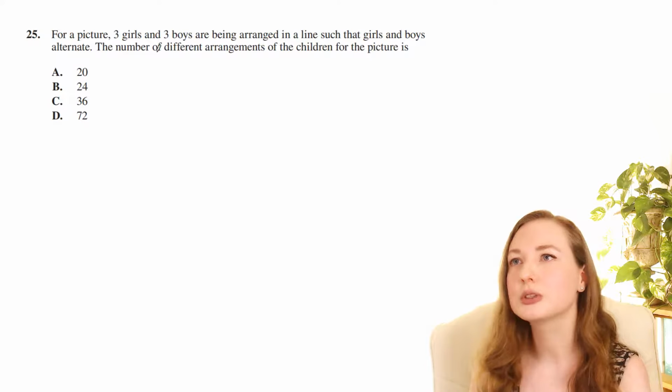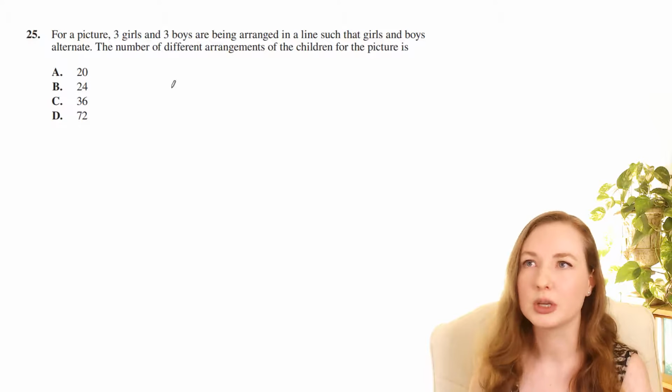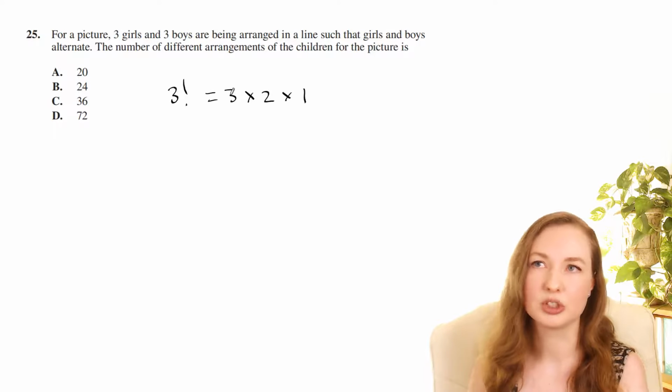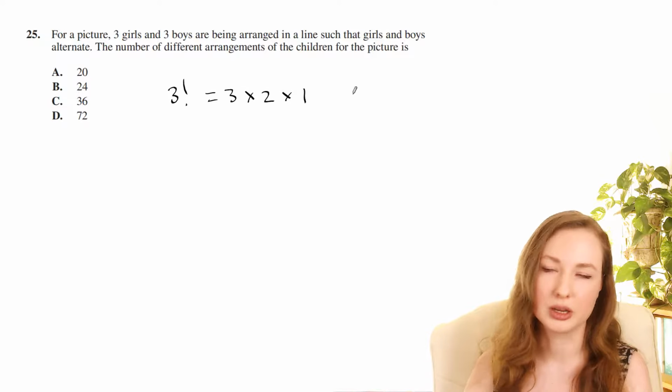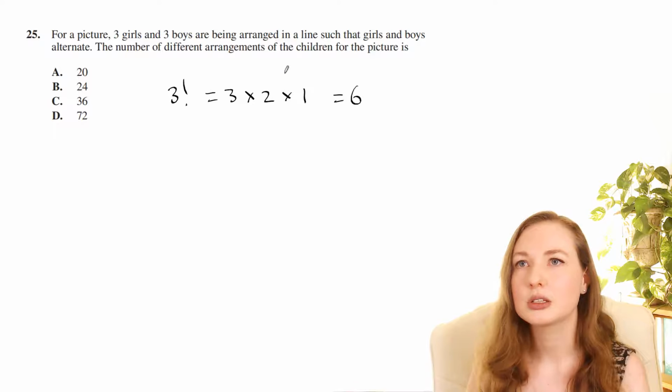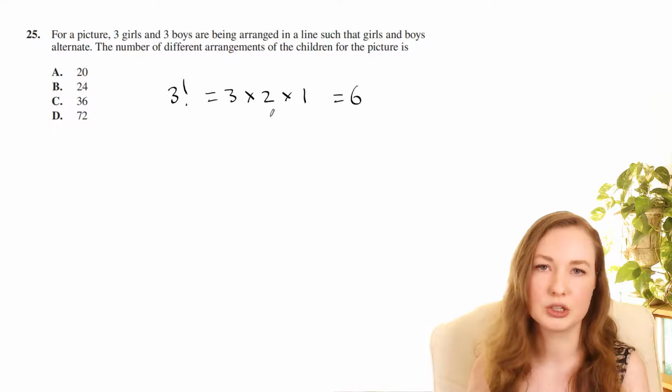So if there's 3 girls, then the number of ways of arranging them is just 3 factorial, or 3 times 2 times 1. So 3 choices for which girl goes first, and then 2 choices for which one goes second, and so on. So that gives 6, and then likewise the number of ways of arranging the boys is 6.